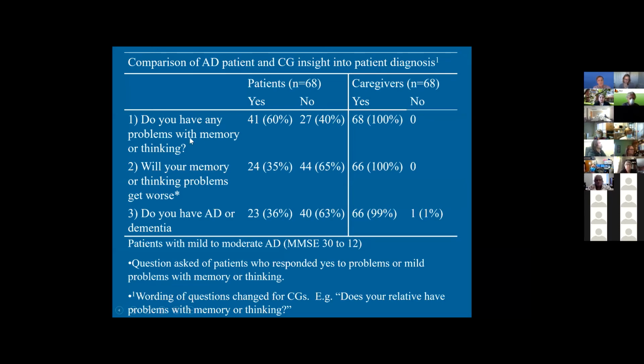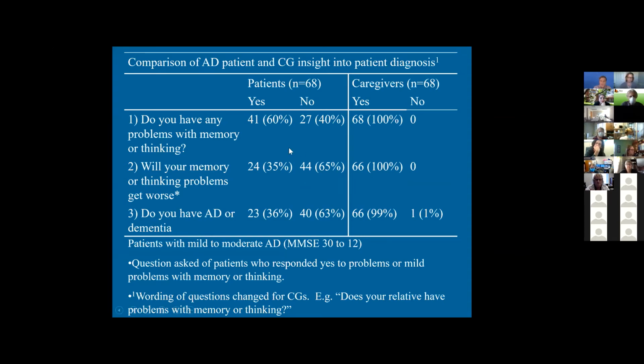Then if they said yes, we asked them, will those problems get worse? And if they didn't say they had any problems with memory and thinking, we didn't ask them this question, of course, because it would make no sense. But what you could see here is that a smaller but still a notable fraction of individuals did feel that they had problems with their memory and thinking, and that they would get worse. So they had appreciation of their prognosis. And then we asked them, no matter what they said about memory, do you have Alzheimer's or dementia? And what you can see here is that a smaller fraction of individuals said, yes, I do.